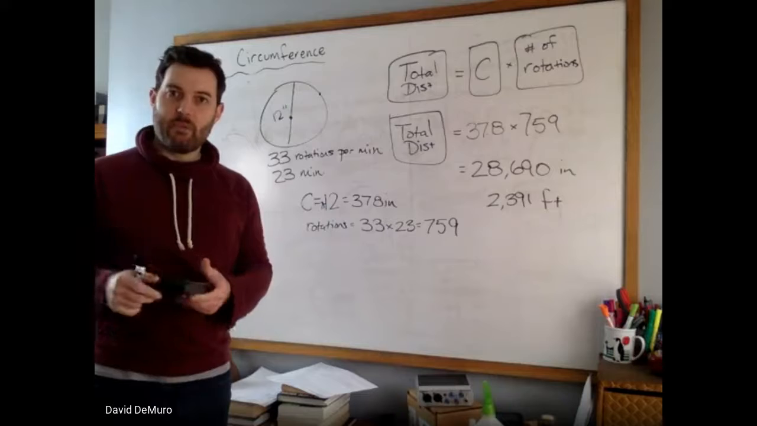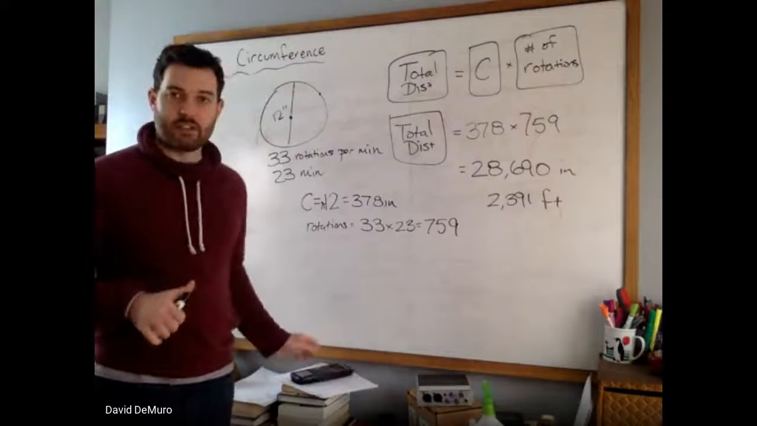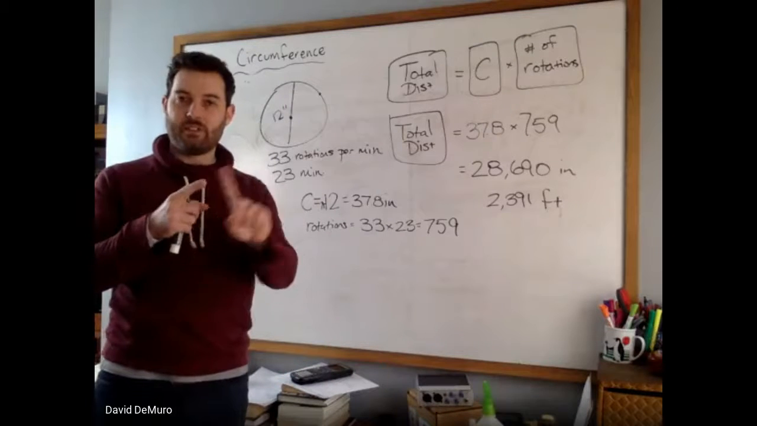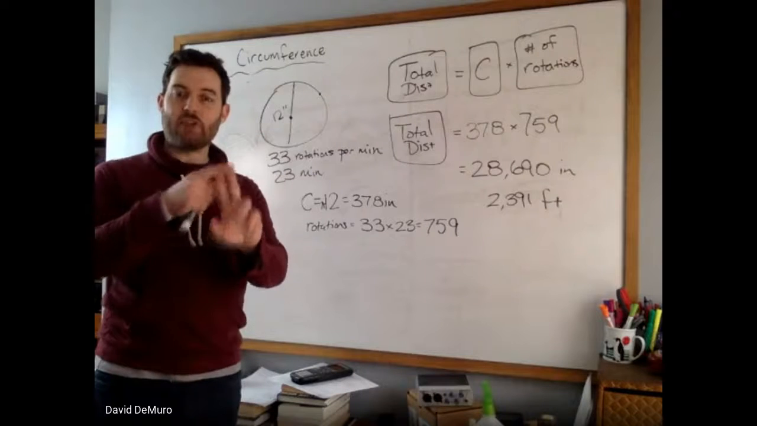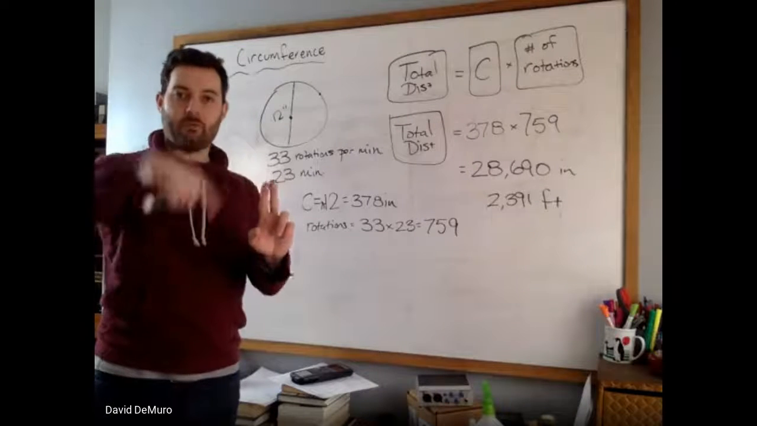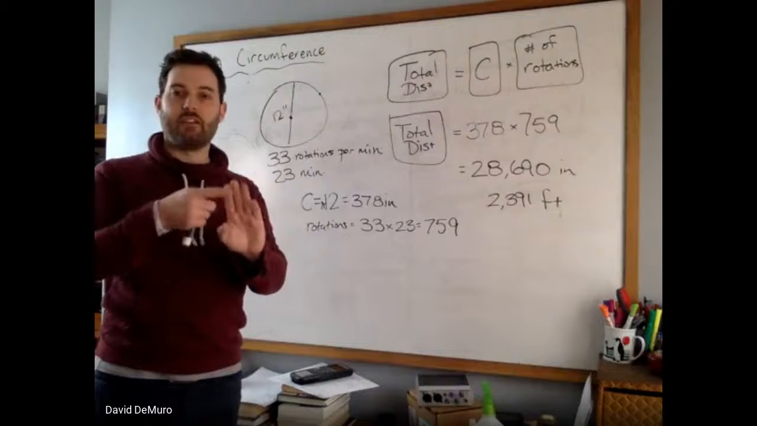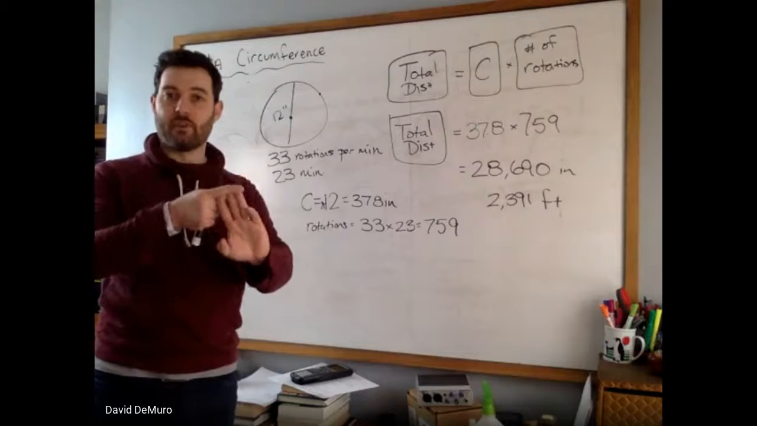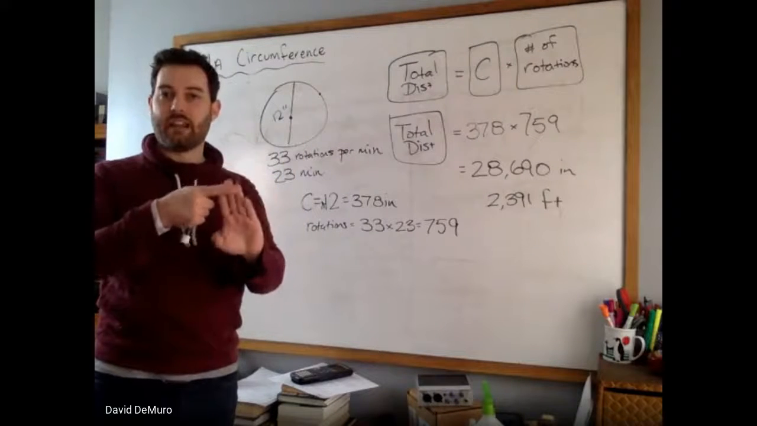So a quick recap, the things you should be able to do from this lesson are calculate a circumference, calculate a total distance depending on how many revolutions a circle makes, and also work backwards. If you know the circumference, find the radius and the diameter.